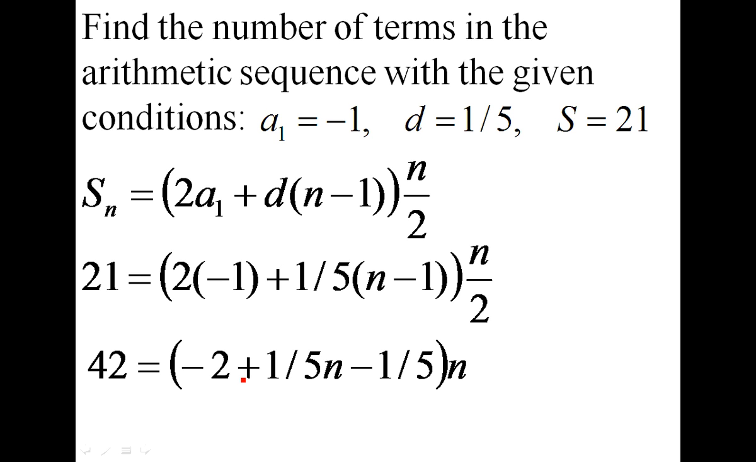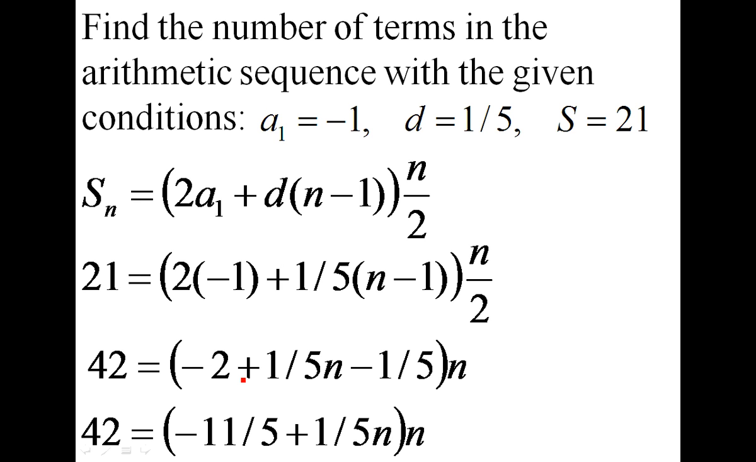-2, 1/5 n minus 1/5. Combine inside, you get -11/5, 1/5 n. I'll let you write this down because I'm getting ready to leave the page.